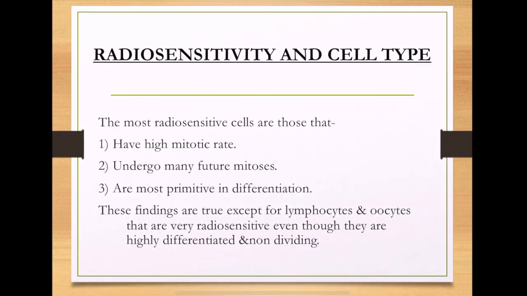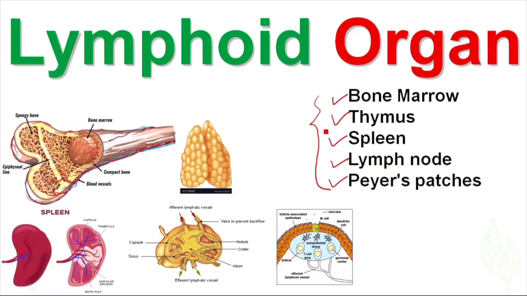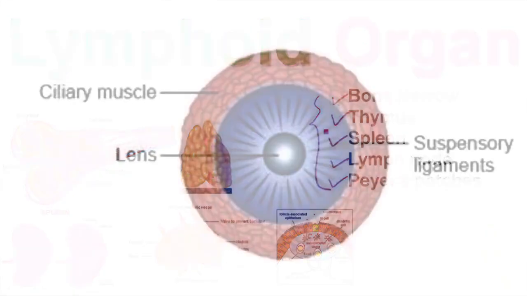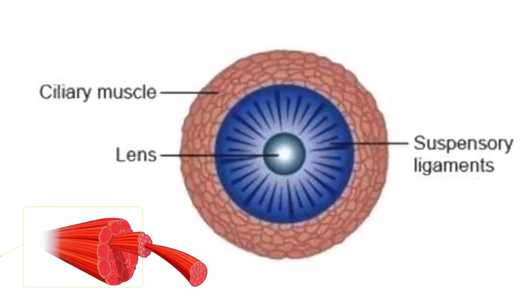The radiosensitivity of the cells depends on three major factors, that is, it should have a high mitotic rate, undergo many future mitoses, and be primitive in their differentiation, that is your blast cells. So the bottom line here is the radiosensitivity depends upon whether the cell is very active and multiplying. So based on these factors, the most radiosensitive organs could be your lymphoid organs, bone marrow and mucous membranes, and the least radiosensitive organs are your optic lens and muscles.